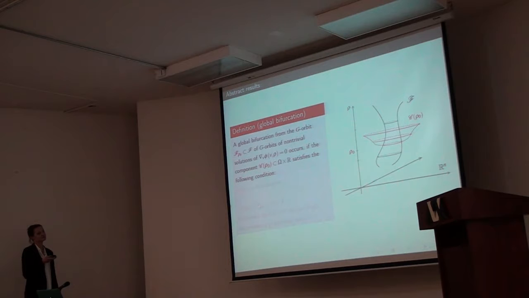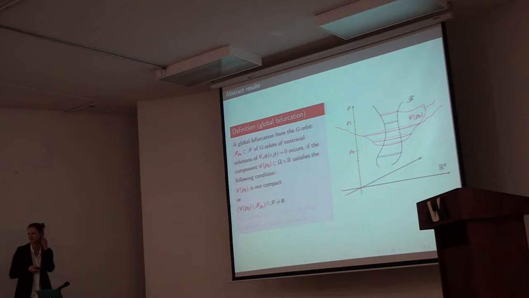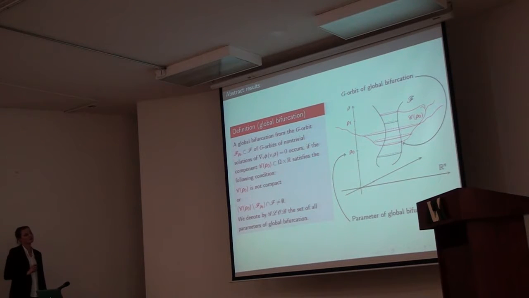So the condition is the following. This set must be non-compact, so we can think it's unbounded or touching the boundary, or we have to find another level, for instance rho one, different from rho zero, such that this red part will touch the trivial family at this level. So it's the definition for the global bifurcation, and the terminology is analogous. The parameter is a parameter of global bifurcation, and the orbit is an orbit of global bifurcation, and here is the notation for the set of all parameters of global bifurcation.